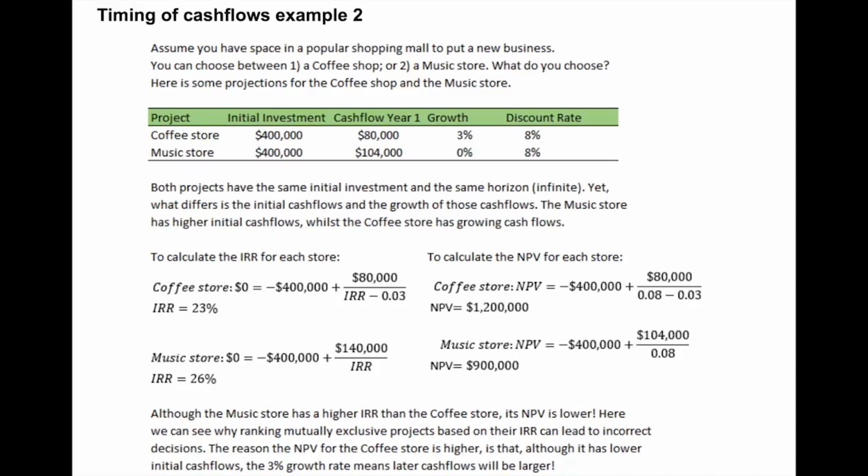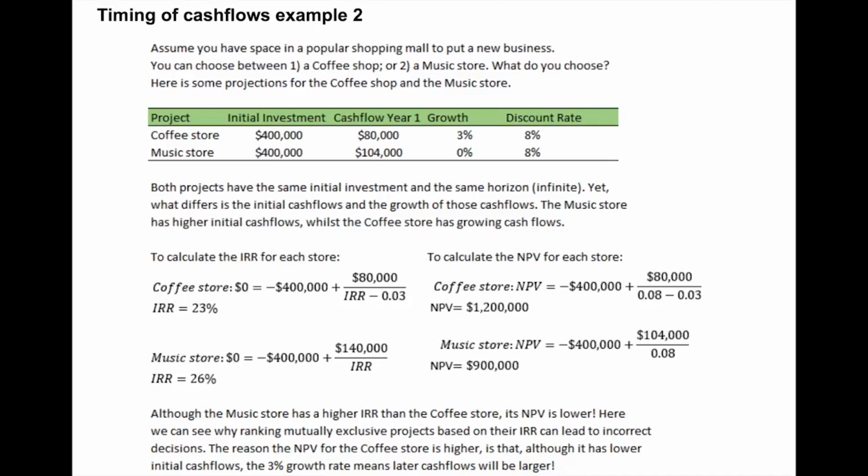So here's another example that describes the choice between two stores. If you imagine that you're going to set up a store in a popular supermarket or popular shopping mall, there's obviously a limited amount of space that you can use. So you have a choice between choosing a coffee shop or a music store. Which one should you choose?